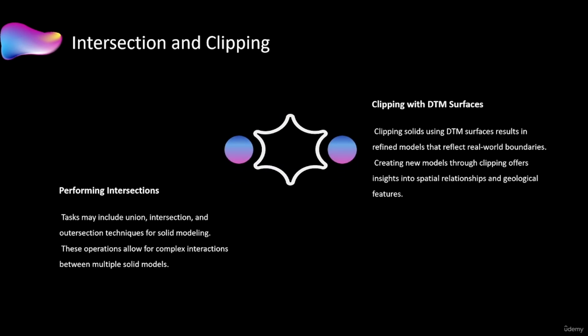Next, we will look at intersecting solids with other objects such as a DTM surface. In this part, you will learn to perform union, intersection and outer section of solids. For example, we might want to clip a solid above a DTM limit in our model of a specific area. I will walk you through each task to make sure you are comfortable with those intersection techniques.